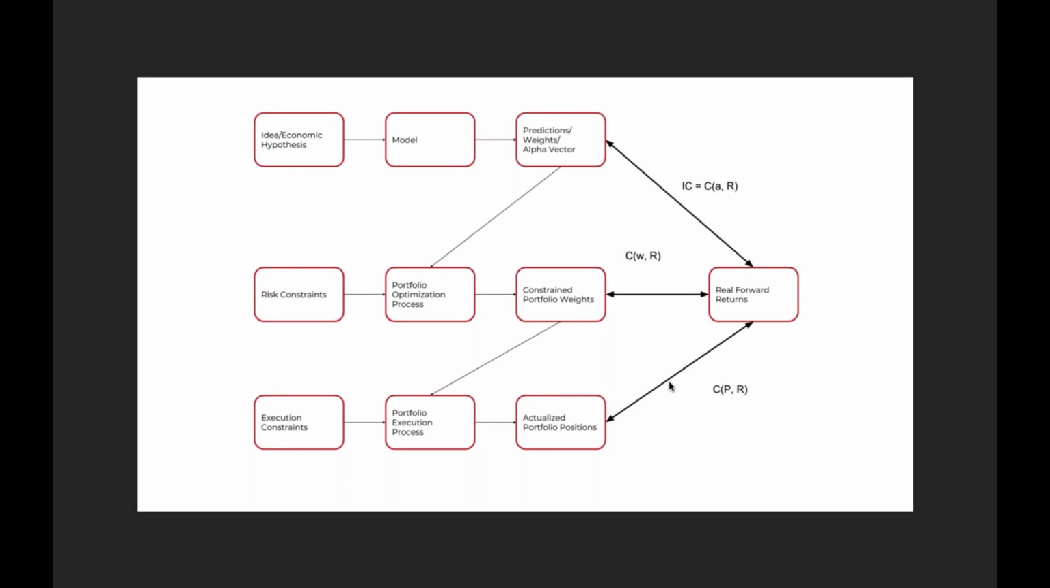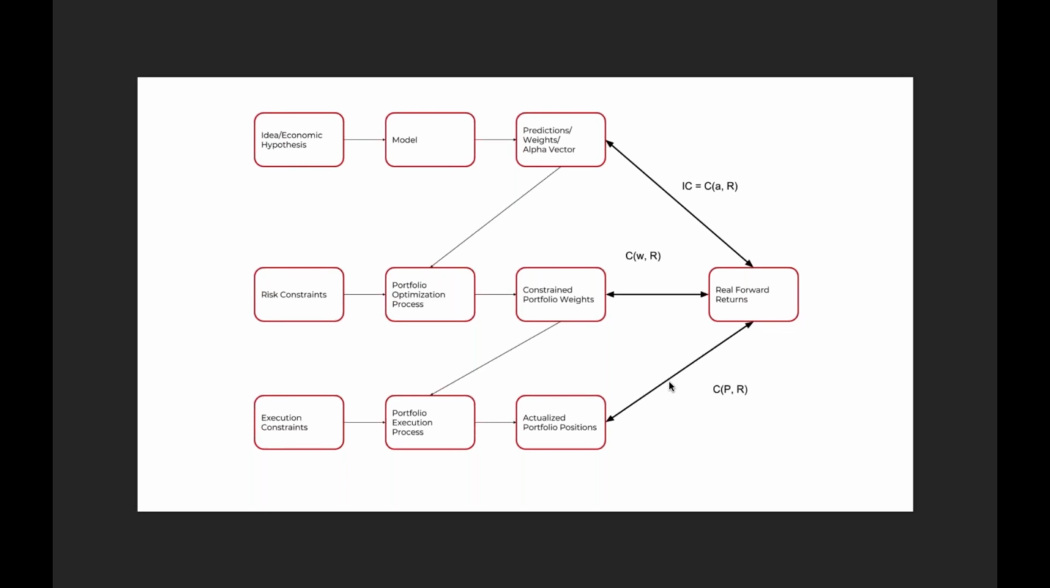And when you come out, your portfolio weights now will have their own correlation with future returns, and you can see that expressed on this diagram. And that is usually going to be lower. In the industry, it's known as the transfer coefficient: how much of the predictiveness that you had before you did your optimization transfers over after the optimization.